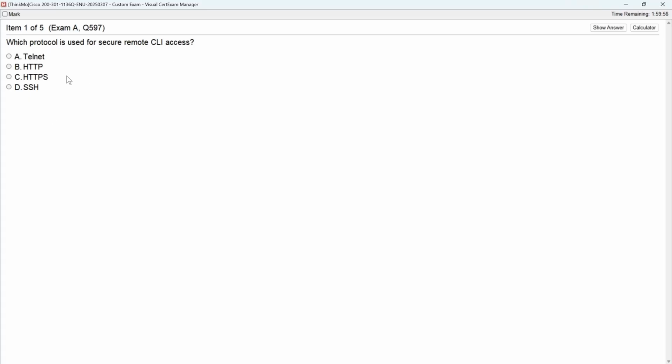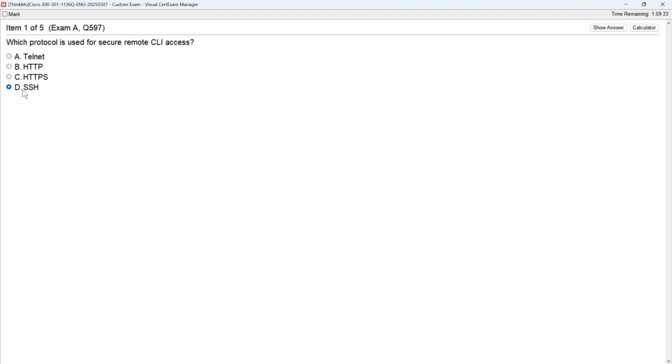The first question asks which method should be used for secure remote access, specifically for secure remote login. Telnet is not encrypted, so it's not secure. As for these two, one of them has an S for security, but it's not for remote login, right? For remote login, it's just these two, SSH and Telnet, so this one.